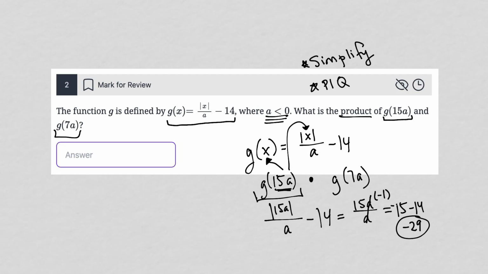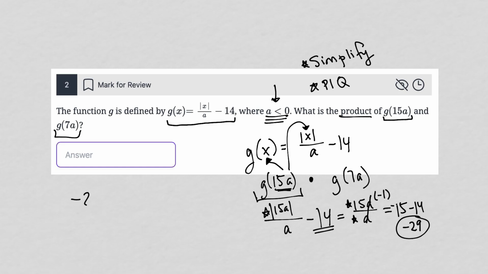a is negative. I know that because the question says a is less than 0. However, when I plug a into an absolute value, it makes it positive, okay? So I have a positive 15a, but then I'm still dividing by that negative a. So that's why the a's do cancel in terms of their quantity, but they're going to cancel out and make a negative 1. So I get a negative 15, then of course I have my minus 14. So g of 15a is negative 29.